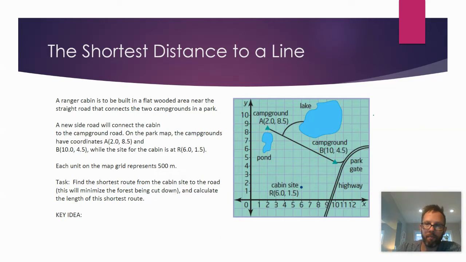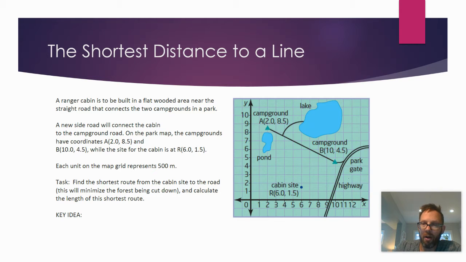But here's our scenario. We have a ranger cabin, and you can see the R is for the ranger cabin. Its coordinates are at (6, 1.5). The ranger cabin is built near a straight road. And that road runs from this campground A to this campground B. So that's the road we have. A is at the point (2, 8.5). B is at the point (10, 4.5). And again, the cabin is (6, 1.5).